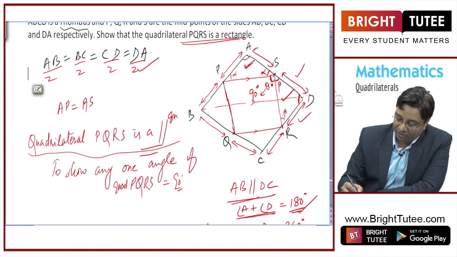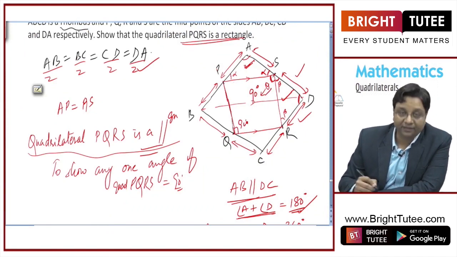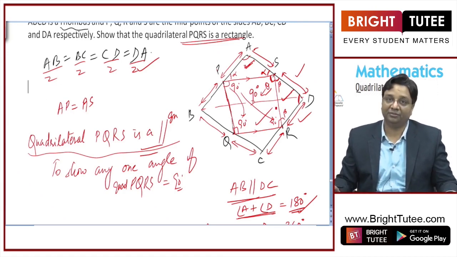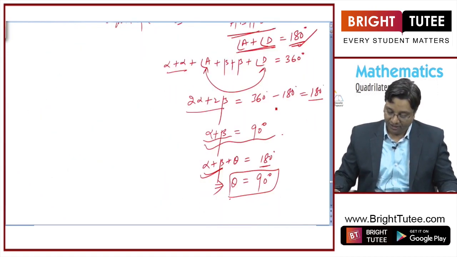Otherwise you can notice that opposite angles of a parallelogram are equal, so this angle is 90, so this angle will also be 90. Now you can notice that this is co-interior to this angle, so this will also be 90 because their sum has to be 180, and this is opposite this angle, so this will also be 90. So it is clearly a rectangle. So I want you to write these statements yourself, okay?